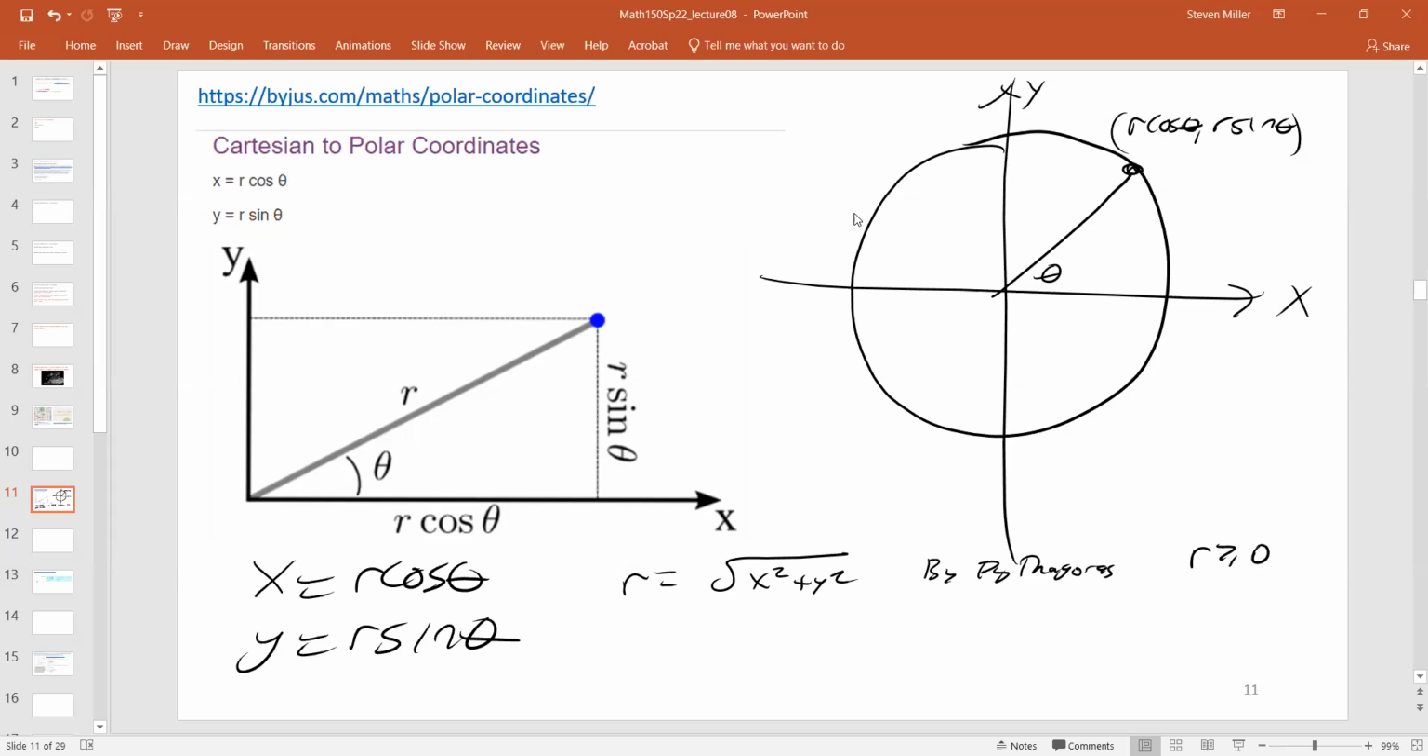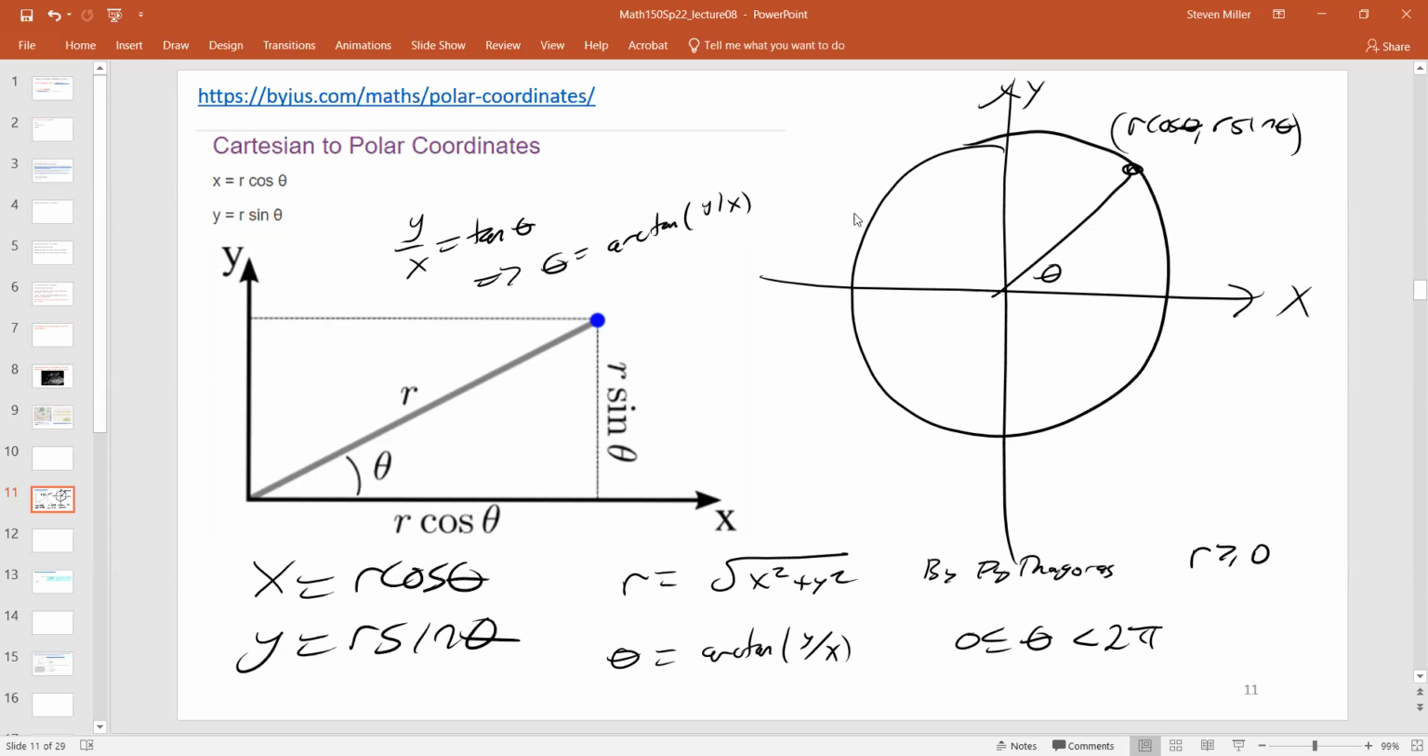Okay, what about theta? You have two choices. One is common, one is uncommon. The tangent relationship. Yes, so you could say y over x is the tangent of theta, right? So theta is arctangent of y over x, and 0 is less than or equal to theta, less than 2 pi.